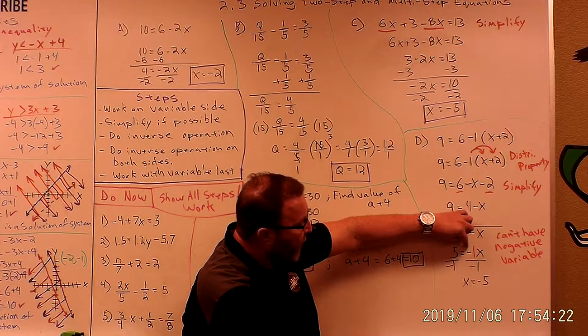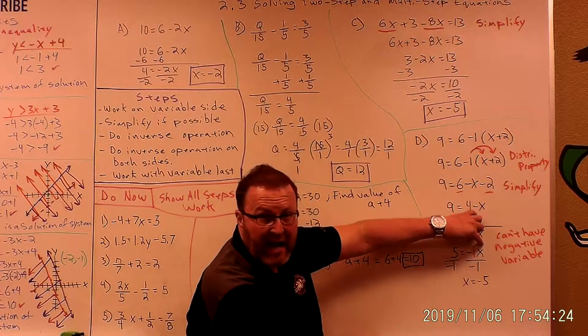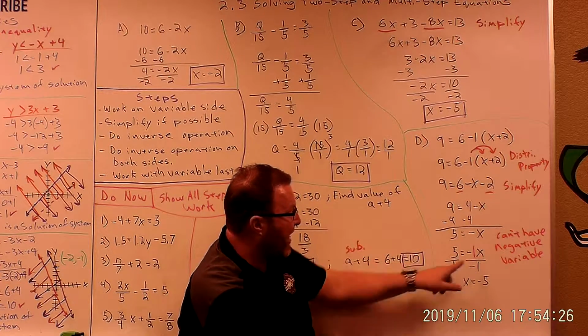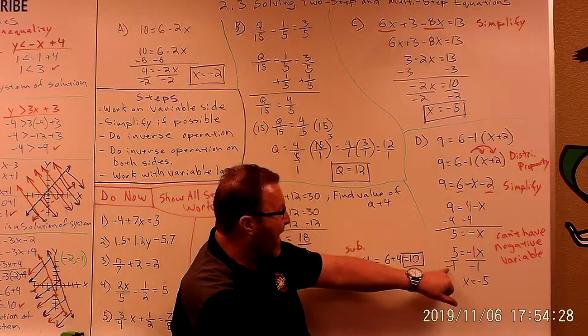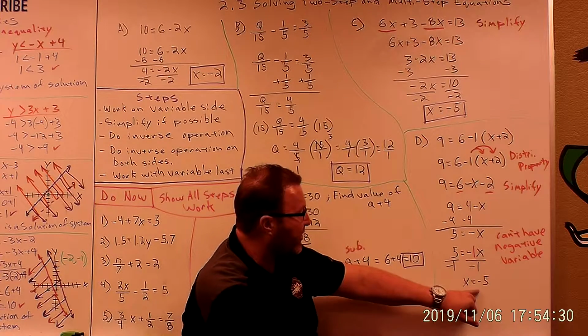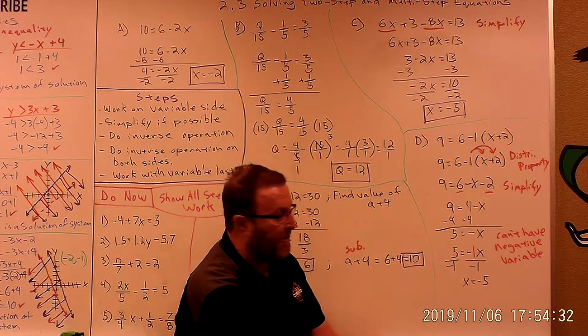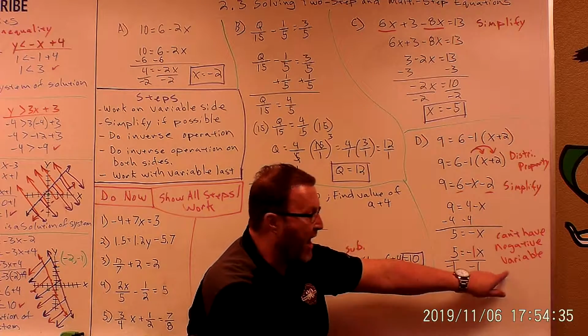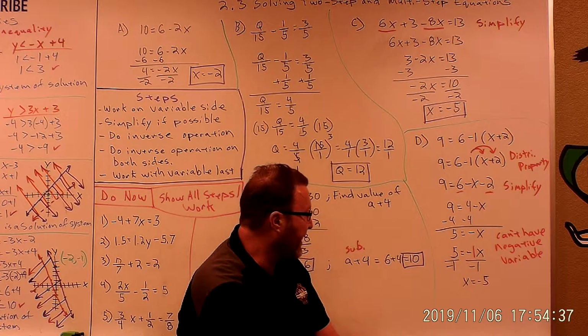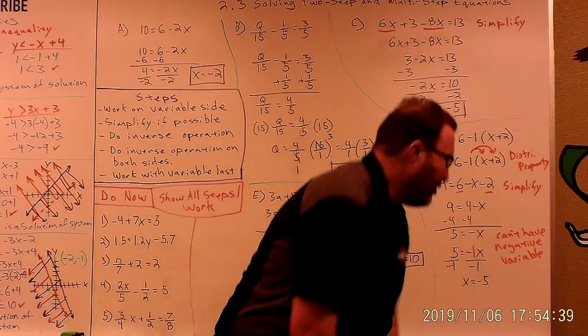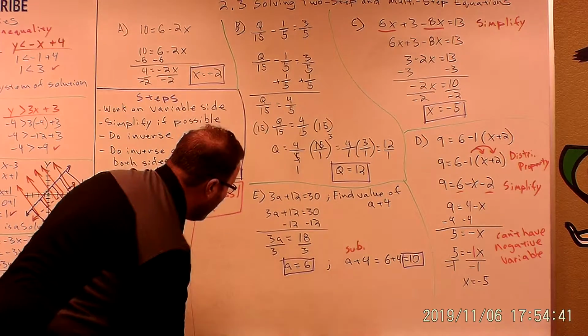So, for us to get rid of negative 1 times x, we divide both sides by negative 1. This is a positive 5 divided by negative 1. It turns it to negative 5. That gets the x by itself. Okay? Cannot have a negative variable. Doesn't exist. Okay? You want to solve for that. Okay, very last problem.